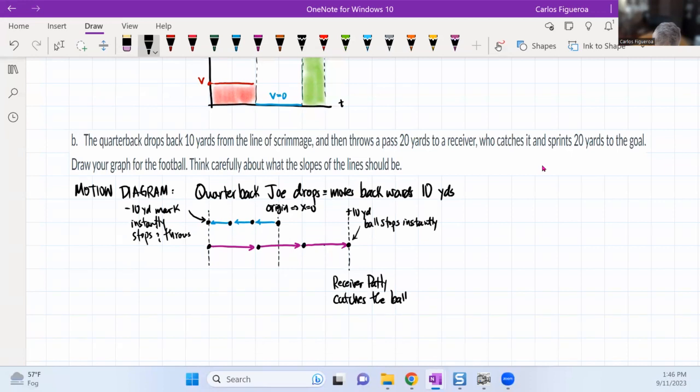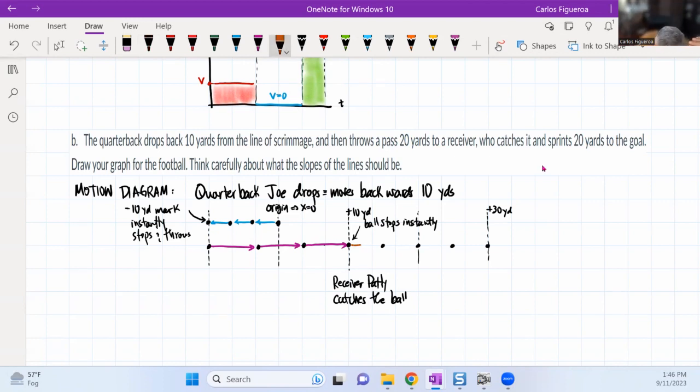Now it says that she catches and sprints 20 yards. So if 3 squares is 10 yards, then this is going to be the 20 mark, and this would then be the 30-yard mark right there. So does the ball move the same speed? Does the receiver Patty move the same speed that the ball is thrown? No, she moves slower. So her speed is now going to be slower.